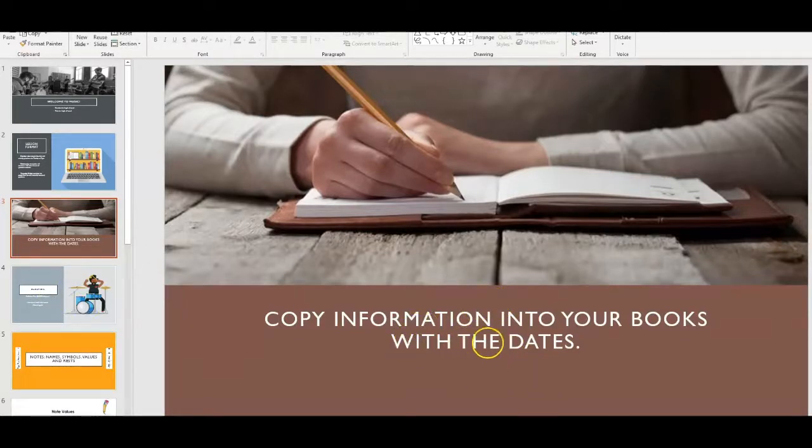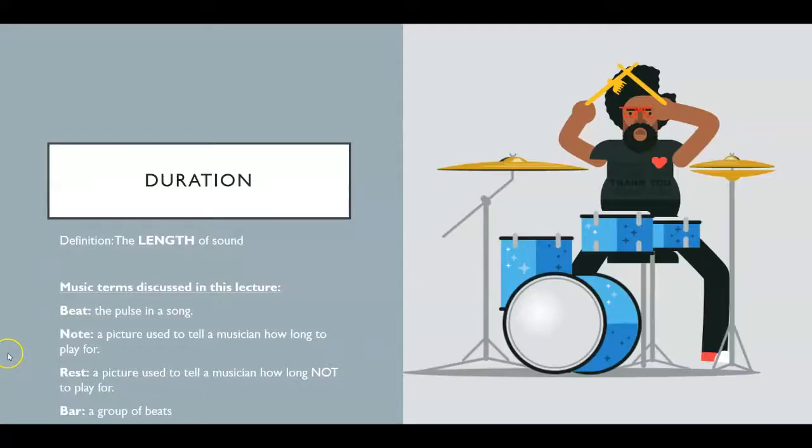Let's get into our new content. So let's start our work on duration. Duration in all contexts means length. You might have heard someone talking about the duration of a movie. And what they're talking about is how long does the movie go for? The duration of a movie could be 2 hours or it could be an hour and a half. It just means how long does it go for?